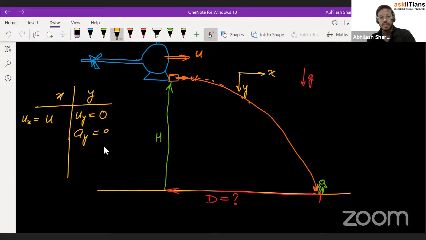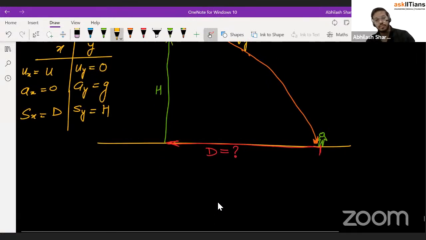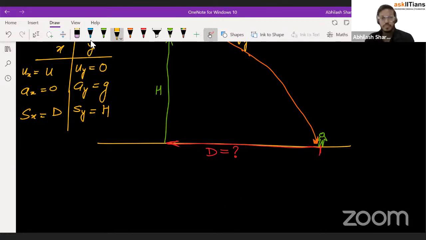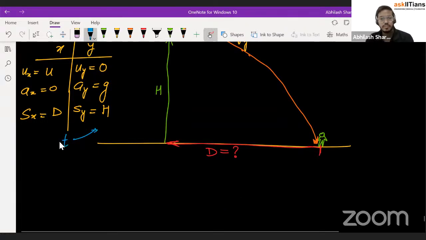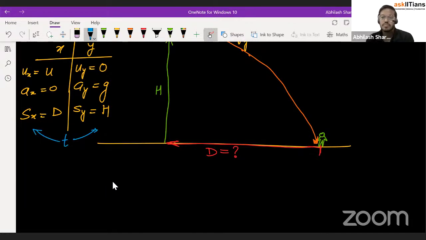Acceleration along Y is gravity. Acceleration along X is 0. Horizontally, there is no effect of gravity. How much will it travel along vertical? It will come down by a height of h. So h is the distance it traveled vertically, displacement I should say, and how much displacement it covered along x, that is what we need to find, d. So now, time again is the connecting factor.